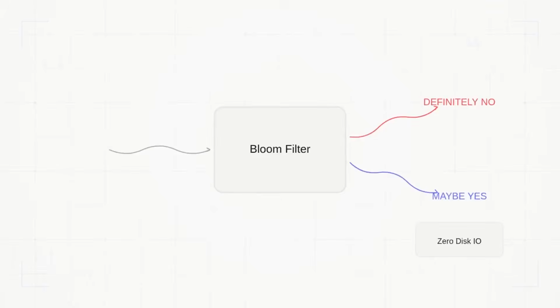However, if the filter says yes, it actually means maybe. There is a small chance, called a false positive, where the filter thinks an item exists when it doesn't. Because of this asymmetry, we call it a no machine. It's designed to filter out the definitive negatives with zero disk I/O, only allowing the potential positives to proceed to the expensive storage layer.